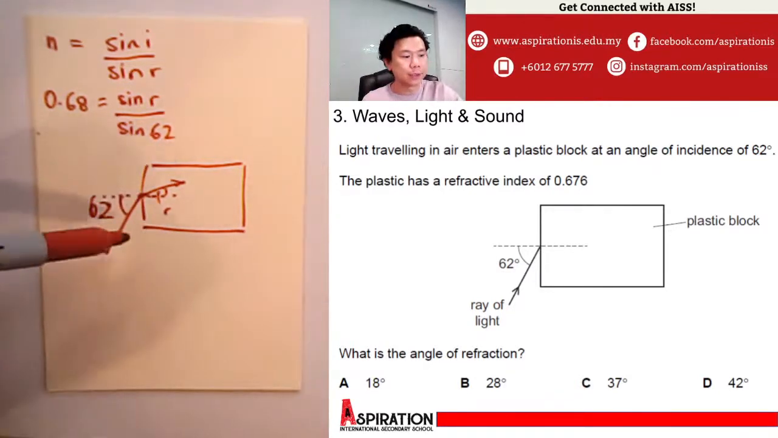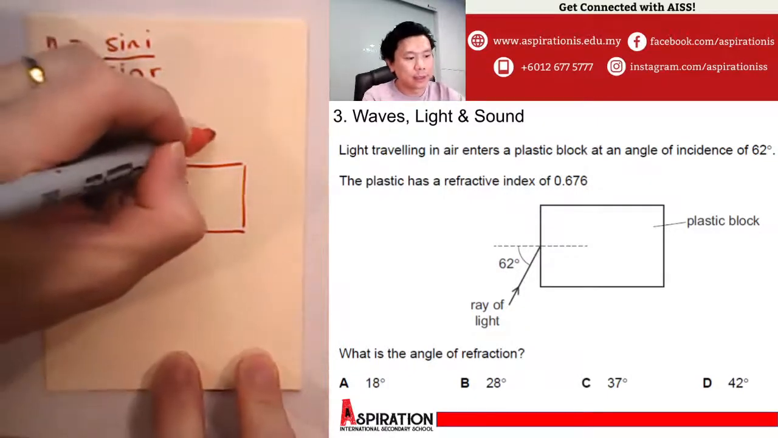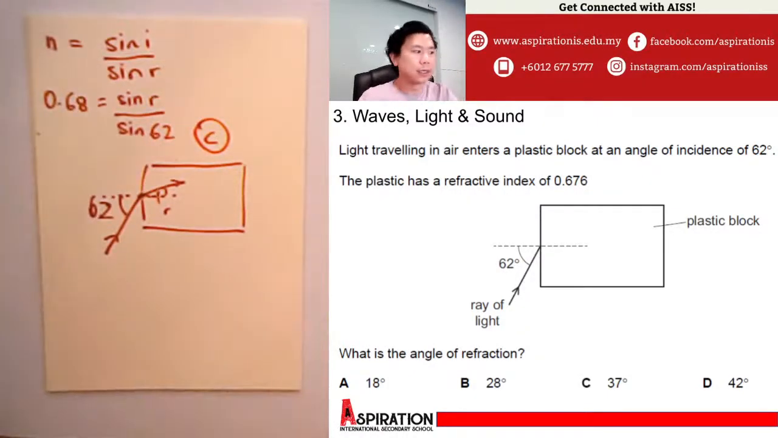So as you're entering from air into a plastic block, you bend towards the normal, so the angle there is smaller. Can somebody calculate for me what would be the answer? What is R then? Yes. So the answer is C. Well done, Jared. Well done. Yeah. So I hope this is clear.